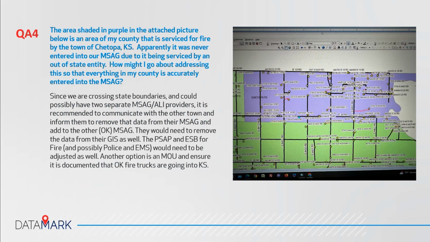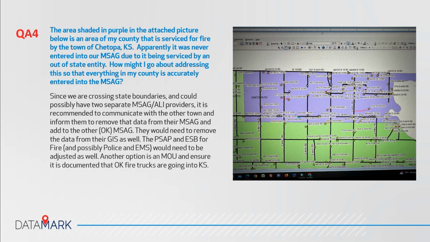We did have a question concerning a state boundary and MSAG alley. So the area in purple is the area of a county that's serviced by a particular fire company in Kansas, but it was never entered into the county's MSAG due to it being serviced by an out-of-state entity. So the question is, how do I go about addressing this, so that everything in the county is accurately entered into the MSAG? And since we're crossing state boundaries, we could have two different MSAG and alley providers.